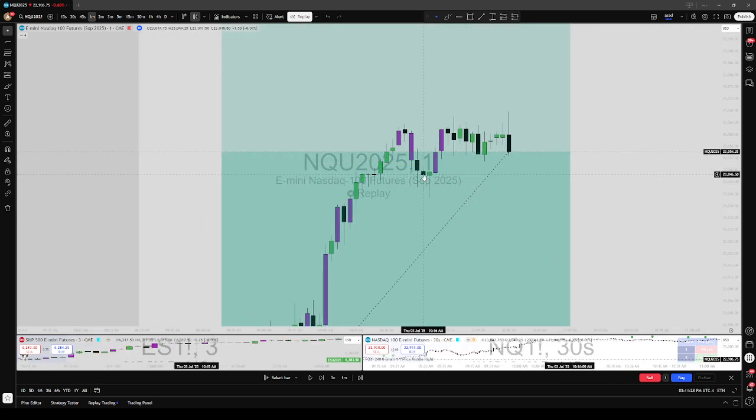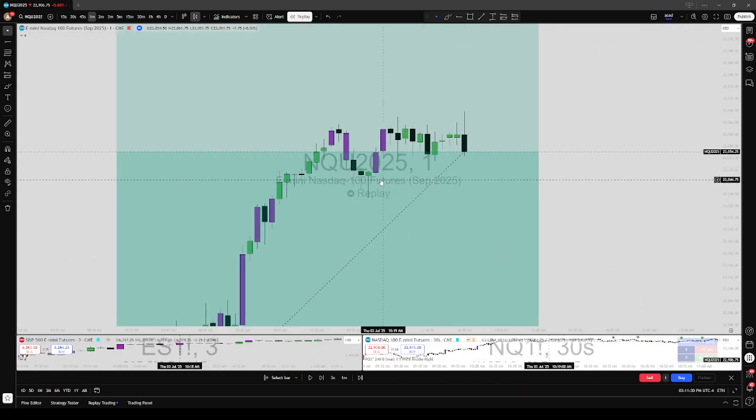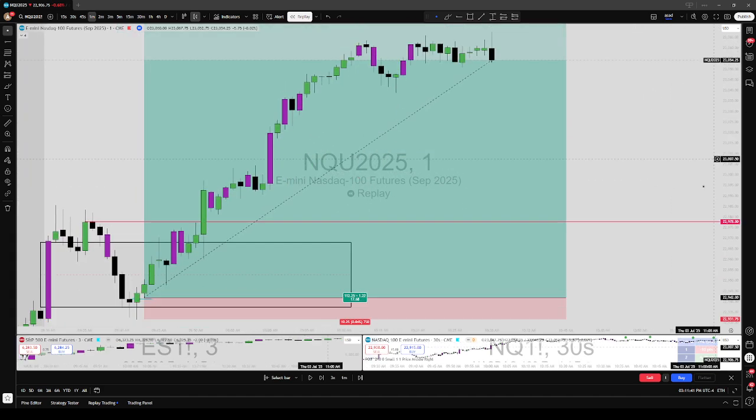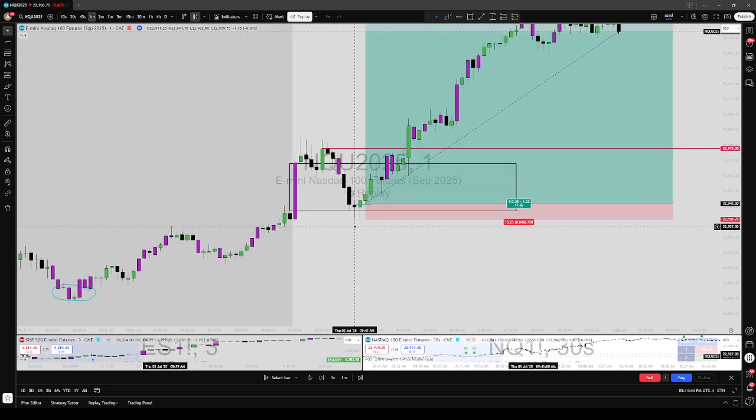Every pullback, you're usually looking for a change in state of delivery. Like right here, I would not have entered this, because the last previous swing low candle's body is not higher than the last previous upward candle. It's lower. So I wouldn't take this play. This is the only one I would have taken.